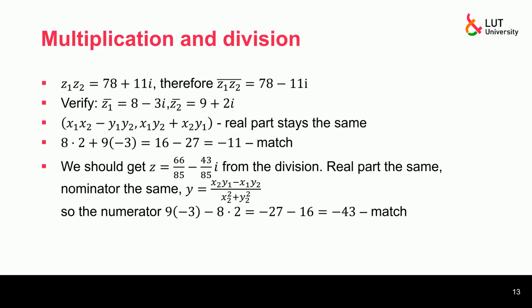And the same for division, we should get minus 43 over 85. Well, the denominator here stays the same. We have squares there, so okay, we do have a change in the sign, but it doesn't really change anything here because these are considered real numbers. And we still get the same numerator.